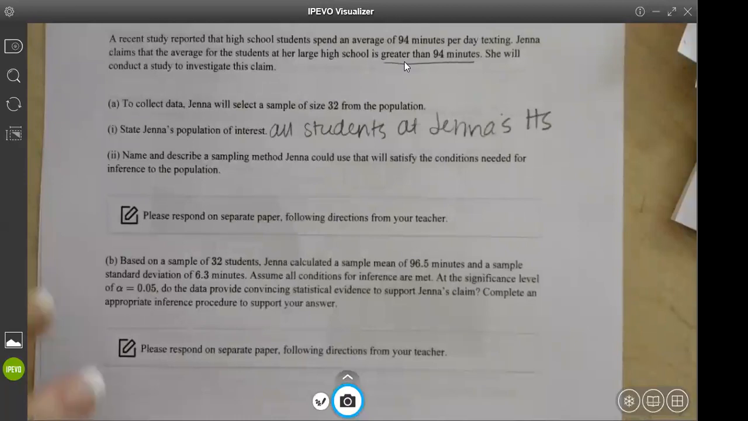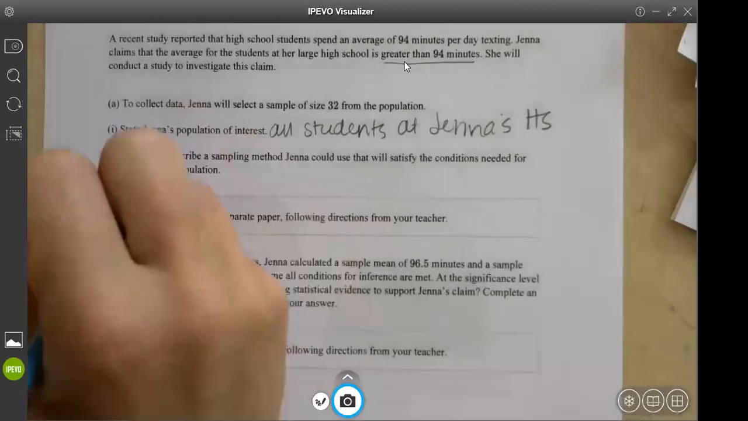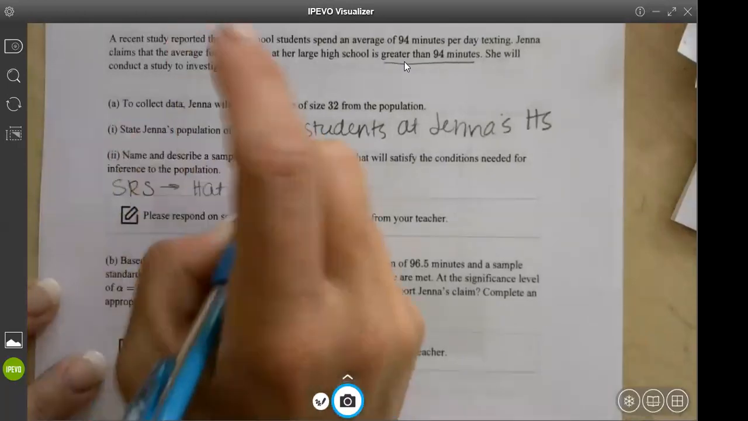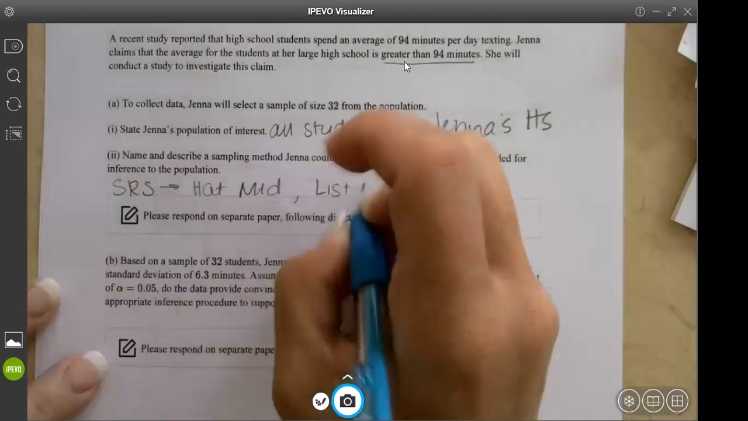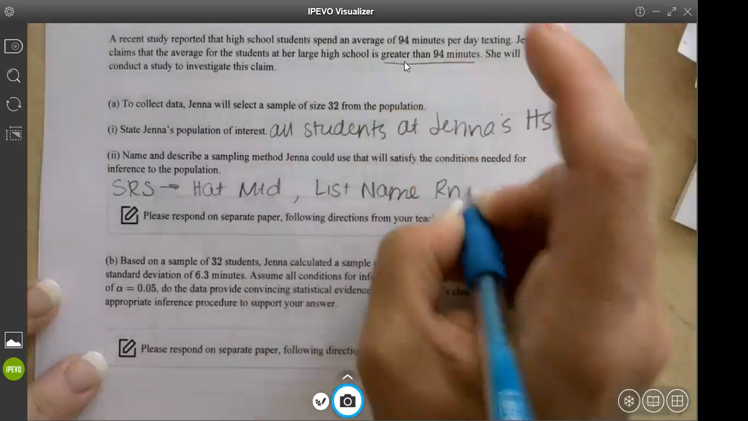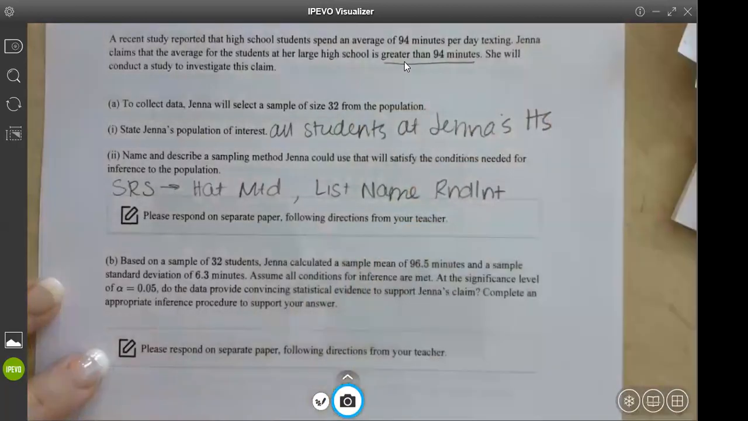Yep. So just make sure when you do this, you could do hat method. You could just do a list of names with a random integer function on your calculator, but remember you have to literally spell it out. So list of names of all the students, put in a hat, shake it, pull out 32 without replacement. Those 32 will be used for the sample. That makes sense? So make sure you say all of that. If you don't, you're going to get partial credit for it.